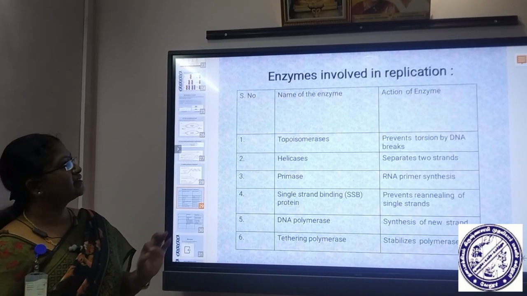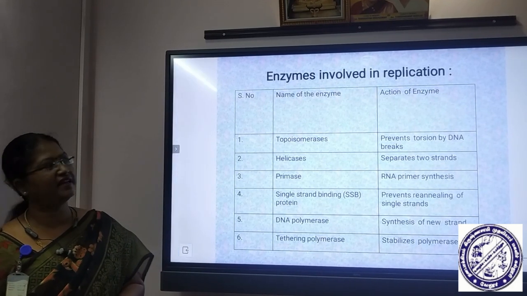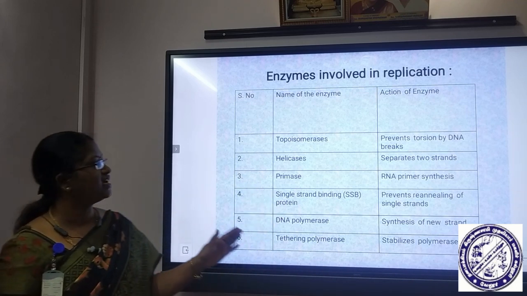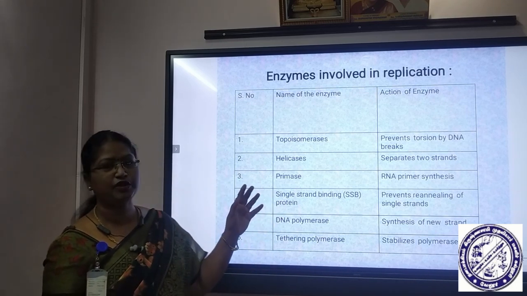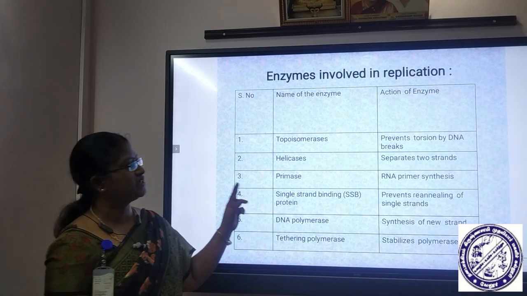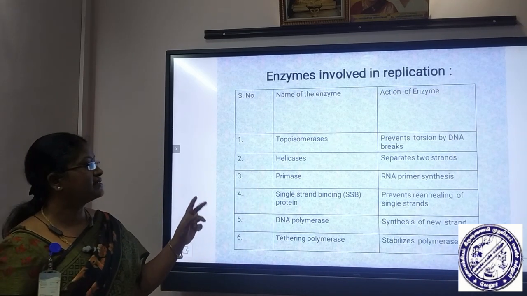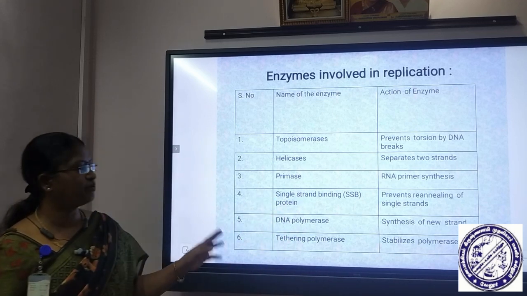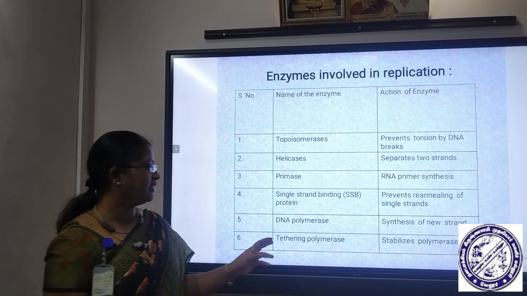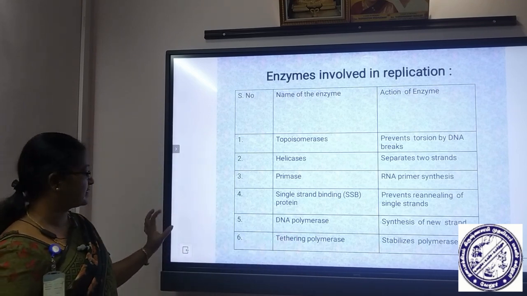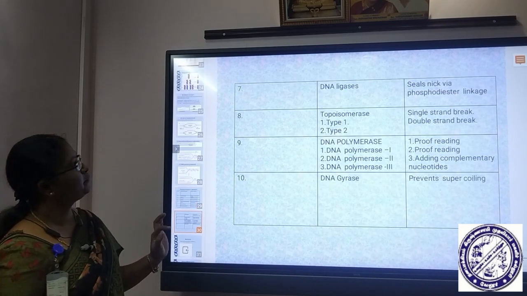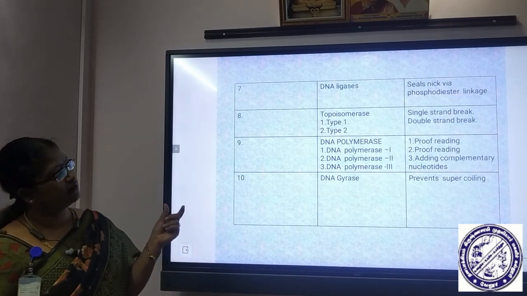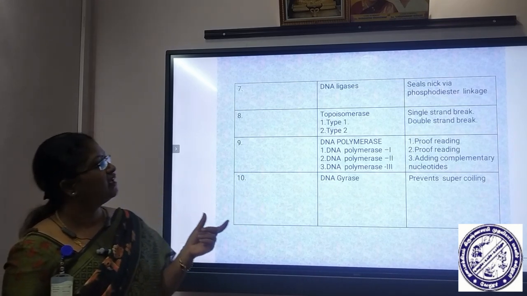And next, there are several enzymes involved in DNA replication. First is topoisomerase. It prevents torsion by making DNA breaks. And next is helicase. It separates the two DNA strands. Primase will synthesize the RNA primer. Single-stranded binding protein prevents the re-annealing of single strands. DNA polymerase synthesizes the new strand. Tethering protein stabilizes the polymerase. DNA ligase seals the nick by forming the phosphodiester linkage.